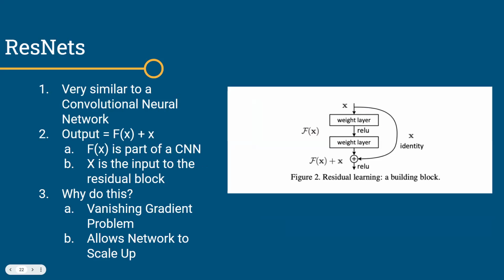The reason I'm talking about ResNets is that they serve as a foundational block in computer vision. It's not really what they use now, a lot more, but for your projects and at a smaller scale, you can definitely use this or its variant. It's very, very similar to a convolutional neural network. Its output is f of x plus x, where f of x is the output of a CNN and x is the input into the residual block. So why are we doing this? We want to eliminate the vanishing gradient problem, and it allows the networks to scale while reducing that problem.